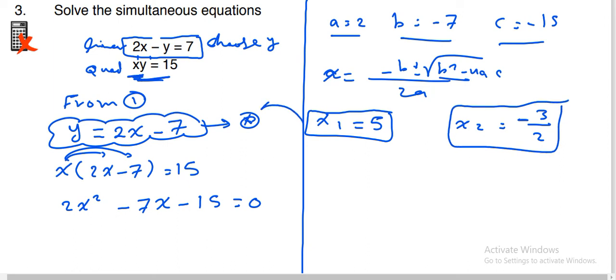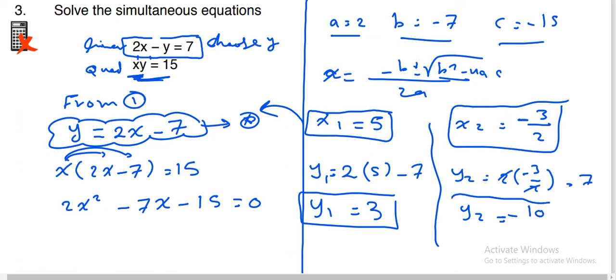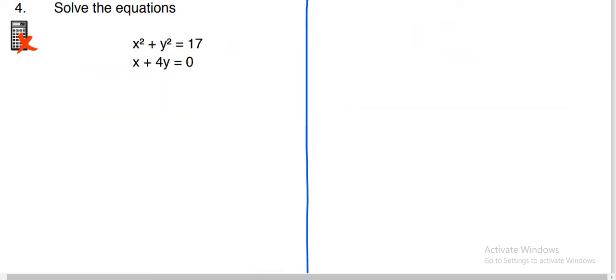So we use equation star to find the corresponding values of y. It will be 2 multiplied by 5 minus 7, so y1 equals 3. y2 equals 2 multiplied by negative 3 over 2 minus 7, so y2 equals, here cancel, negative 10. And this is the answer. You can leave it like this or write it as ordered pairs.